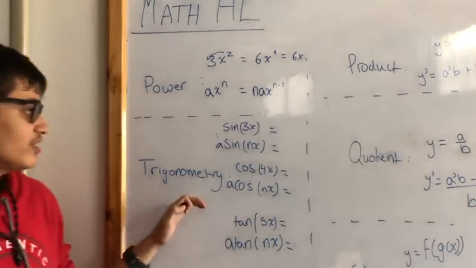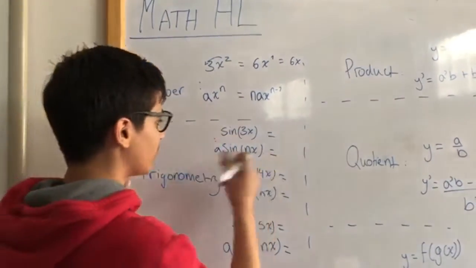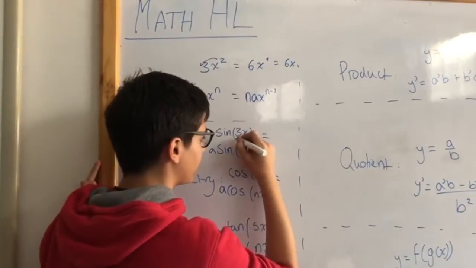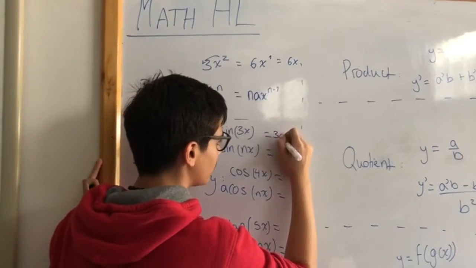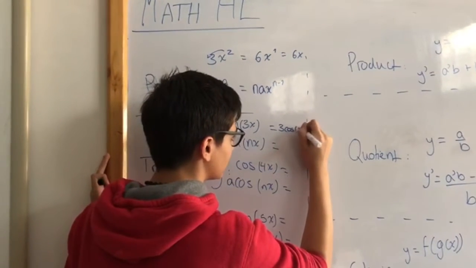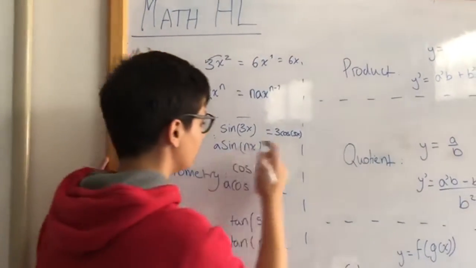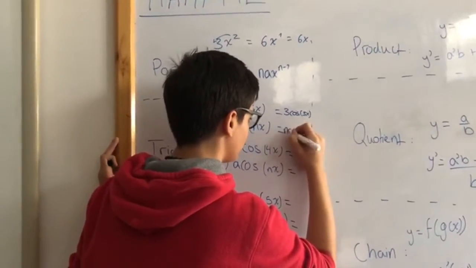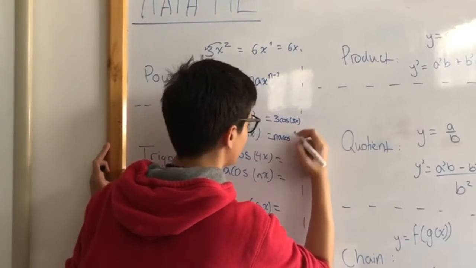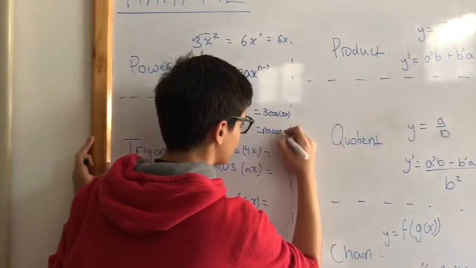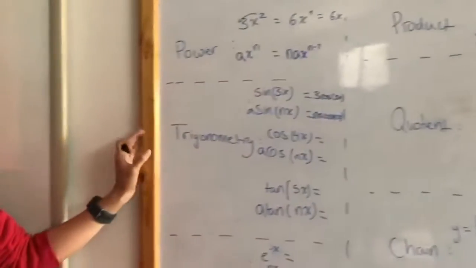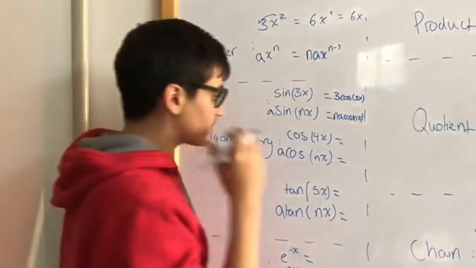So in terms of trigonometry, we'll start with the sine function. With the sine function, it will become cosine, and you multiply by the coefficient. So 3 cosine of 3x. And similarly for any coefficient of x, n, it will become n times the coefficient, a, cosine of nx.